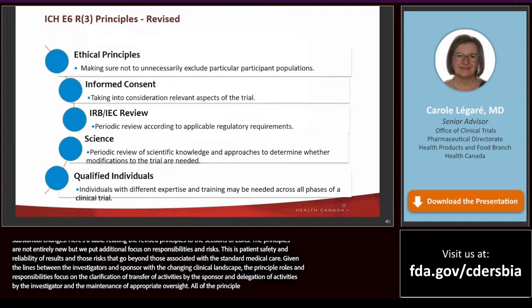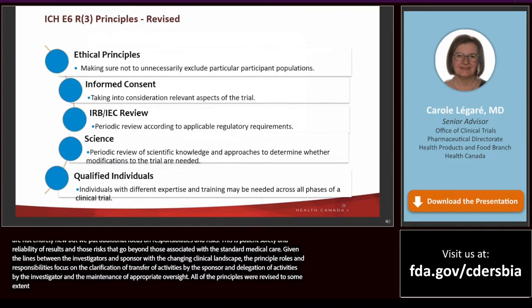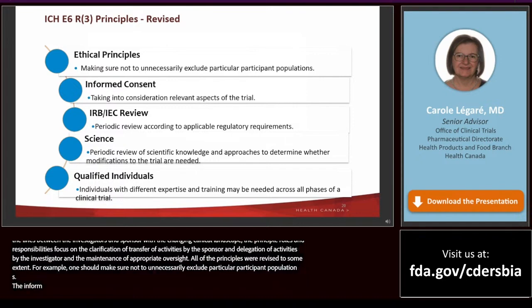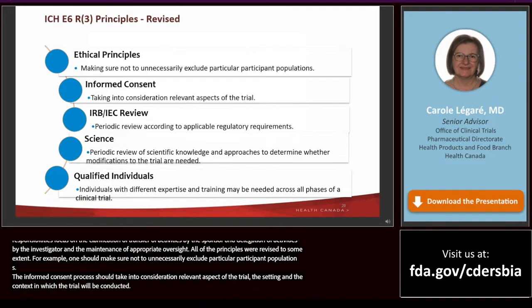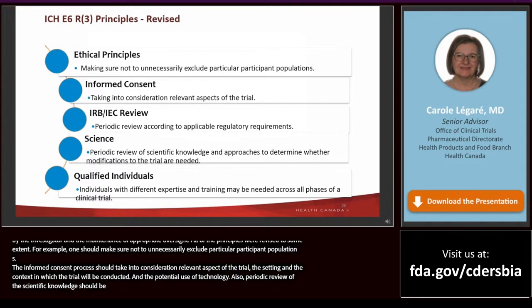All the principles were revised to some extent. For example, one should make sure not to unnecessarily exclude particular participant populations. The informed consent process should take into consideration relevant aspects of the trial, the setting and context in which the trial will be conducted, and the potential use of technology. Also, periodic review of the scientific knowledge should be conducted to determine if modifications to the trial are required.